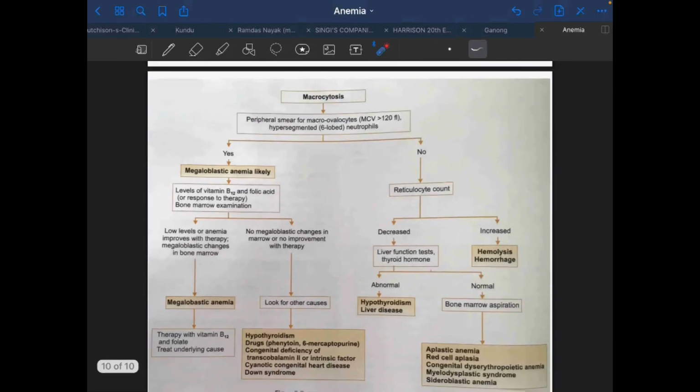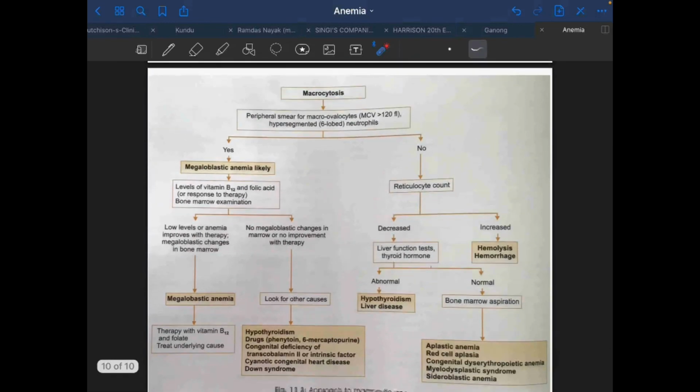Now, what is the other type of anemia? That is macrocytic anemia. So in peripheral smear we get macrocytes. The first investigation showing macrocytic anemia is your peripheral smear, that is, macrocytes are present. If macrocytes are present, it is obviously megaloblastic anemia. It might be due to vitamin B12 or folic acid deficiency.